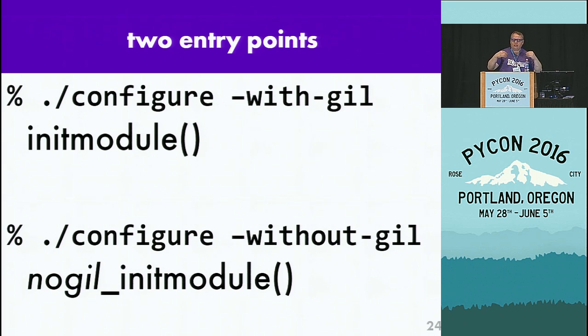As an extension author, you have to say, I'm ready for no GIL. Here's the extension, here's the entry point you can call that means you can load me in a no-GIL build. This also has the nice feature that you can examine a shared library externally and determine whether or not it supports no-GIL builds.